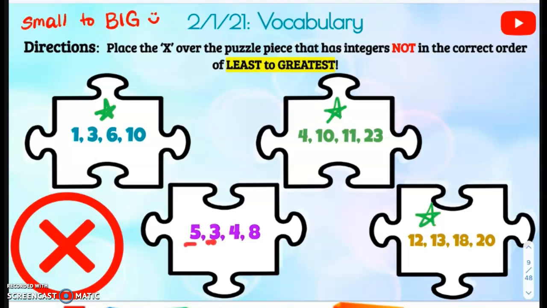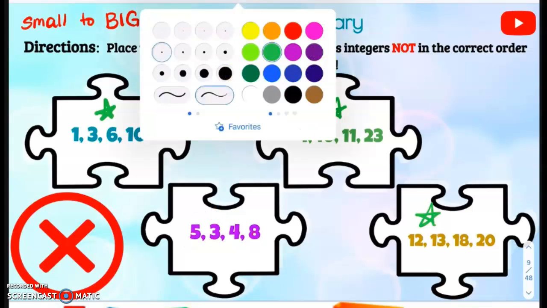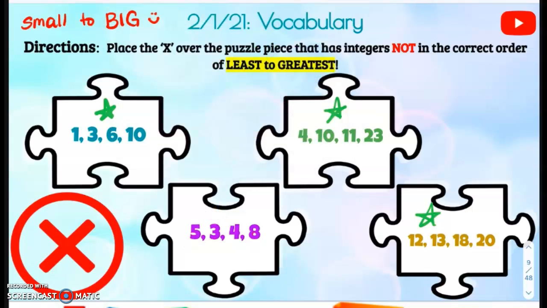So let's hope this last one is wrong. 5 and then 3. Oh, no, we go down. 5 and then 3 and then back up. So that 5 should not be there.